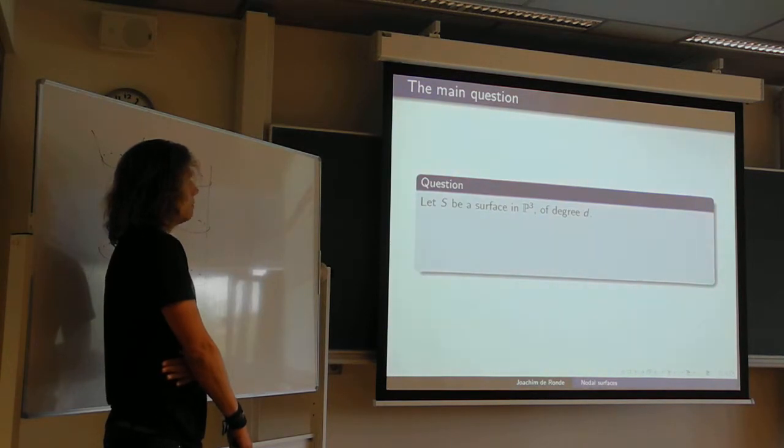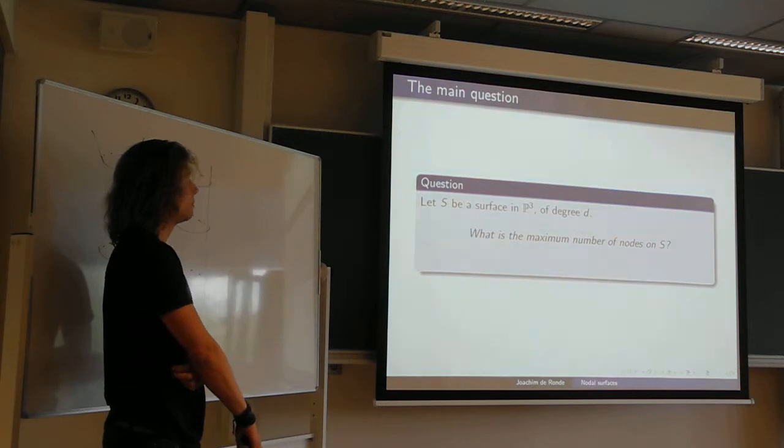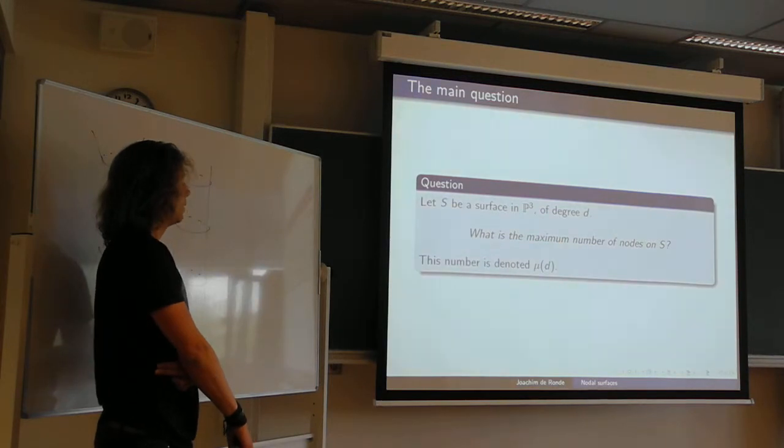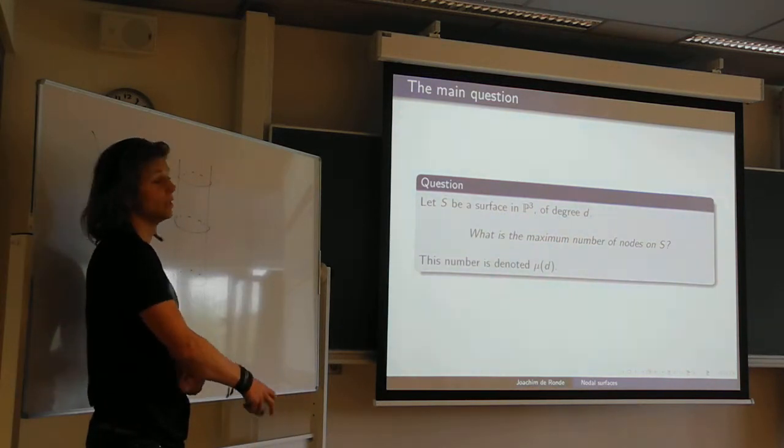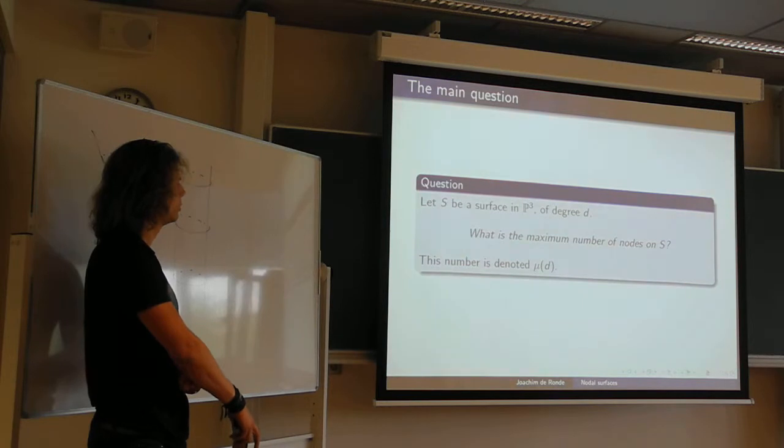Let S be a surface in P3 of degree d. Then what is the maximum number of nodes on S? Turns out this depends on the degree, and therefore it's denoted mu of d. This is really classical notation. It's been used for at least 150 years, maybe more.